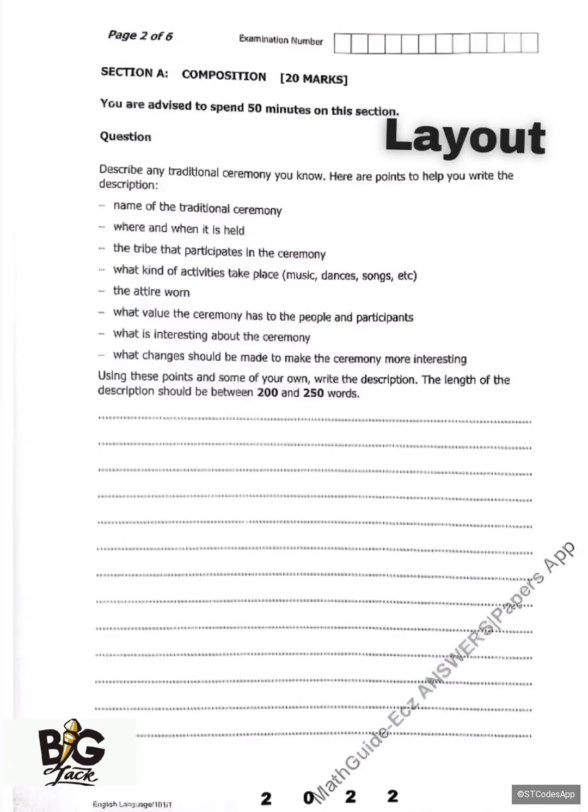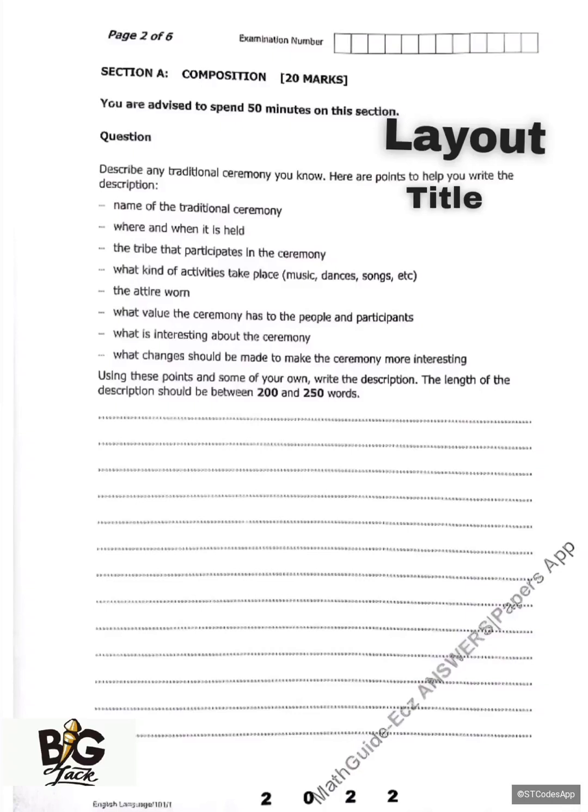Every composition should have a title, where the title is coming from the composition that you are writing. On the part of the title, if you write your title in capital letters, you're not supposed to underline it. But if you use small letters, you are supposed to underline your title.